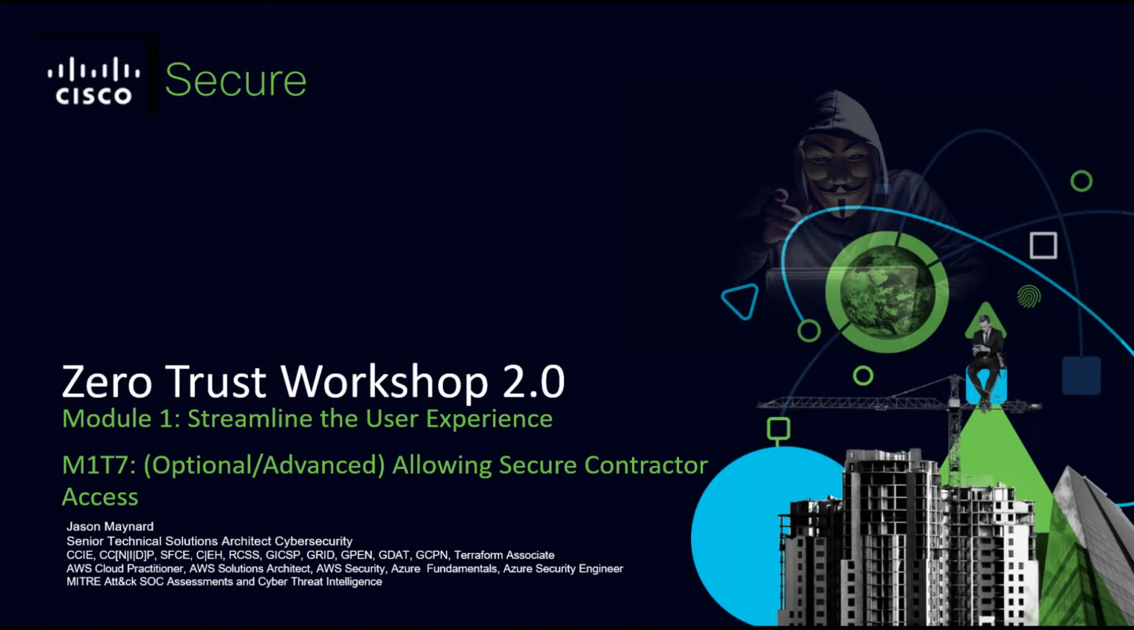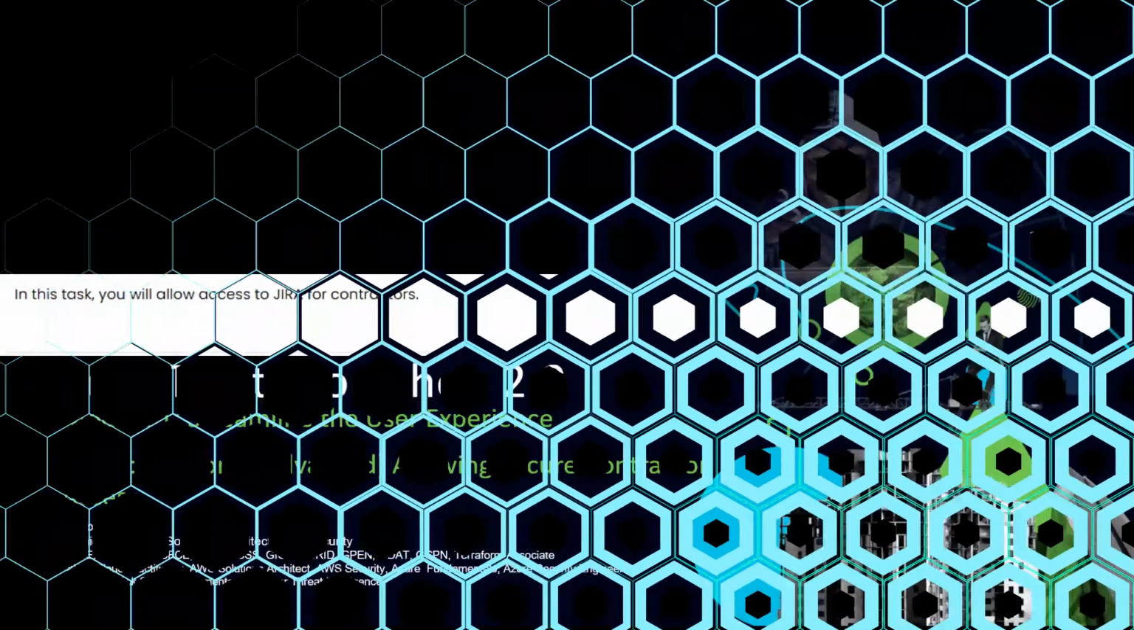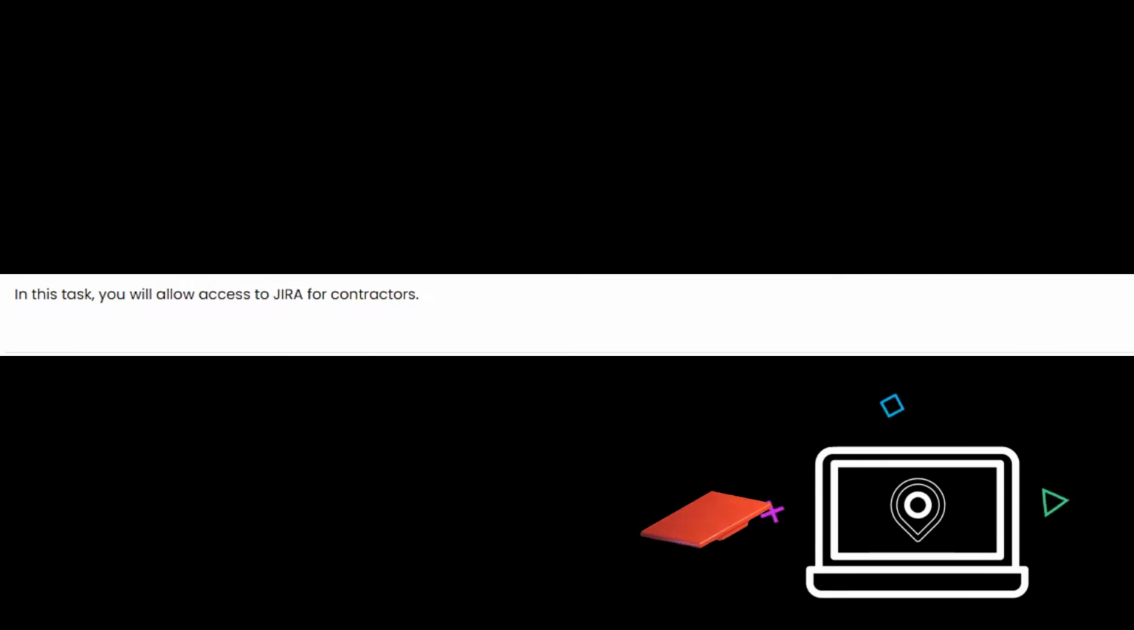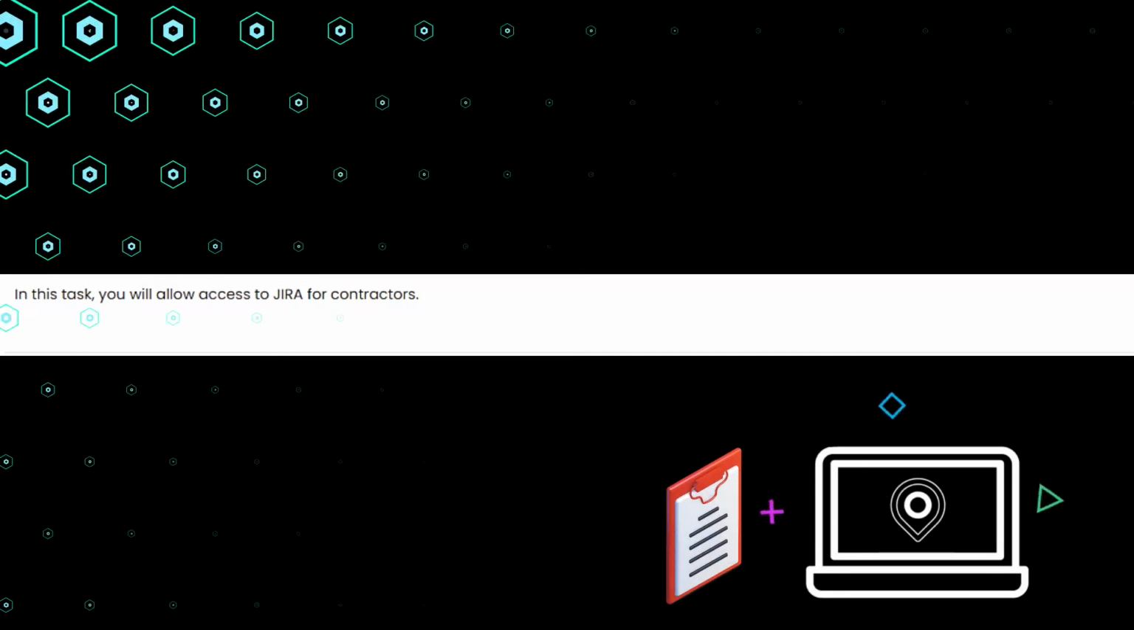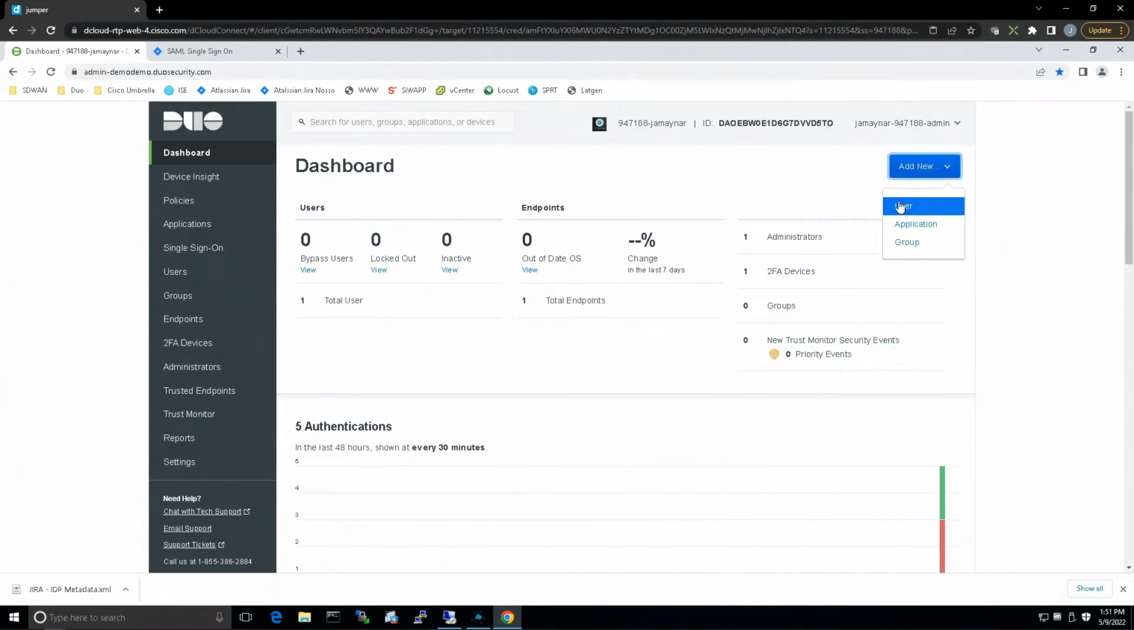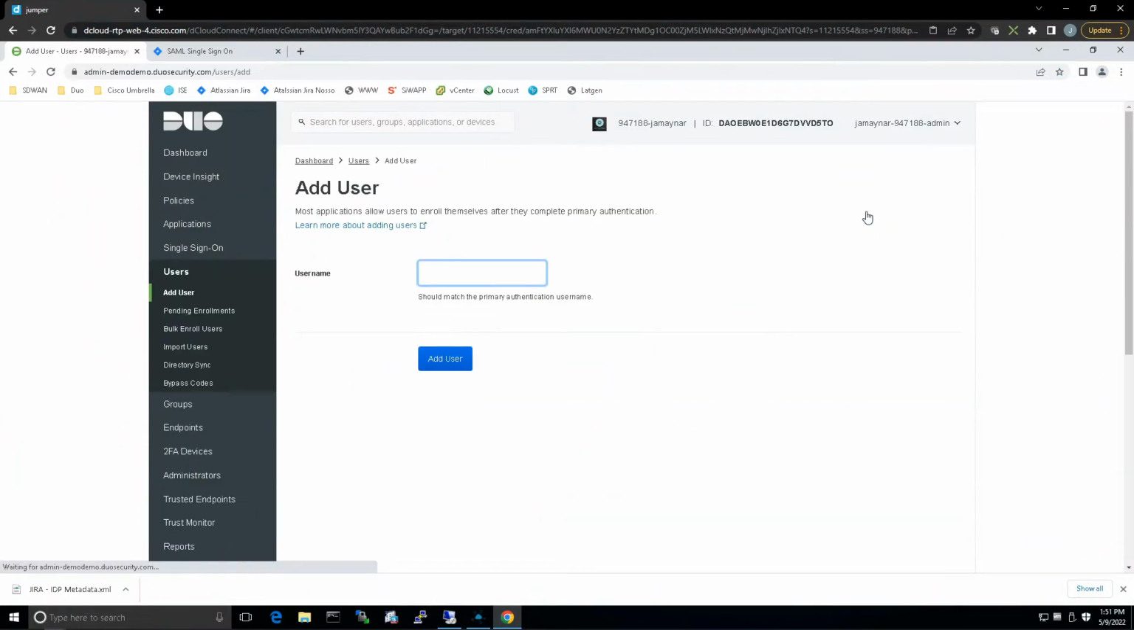Zero to Hero, Power Workshop 2.0, Module 1, Streamline the user experience. Now this is an optional lab, but this allows secure contractor access and a use case that's certainly in many environments. So we will allow access to the JIRA application for contractors, but we might have different policies that are required. So let's go ahead and create a user.